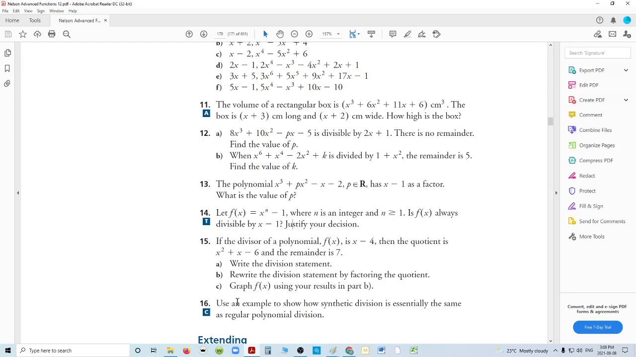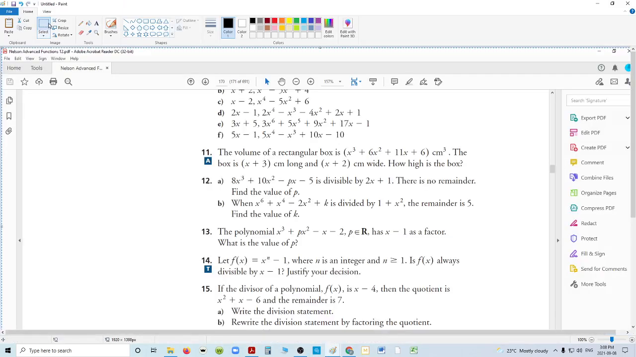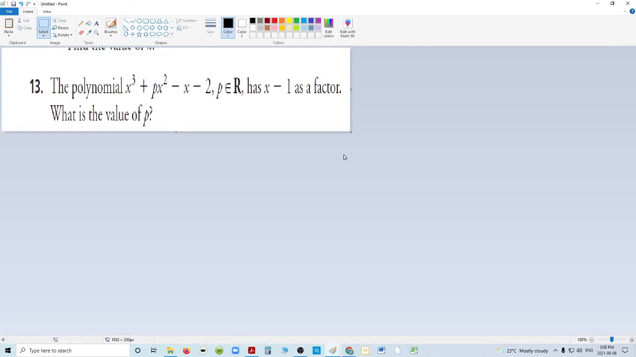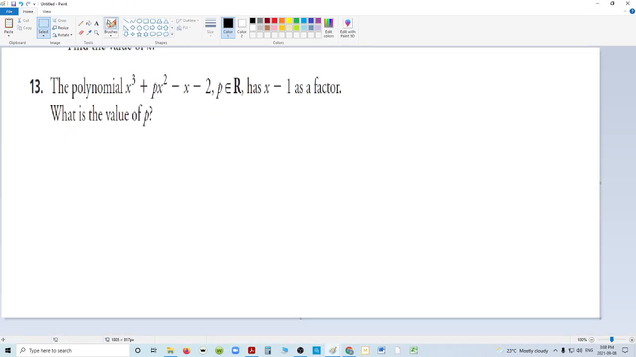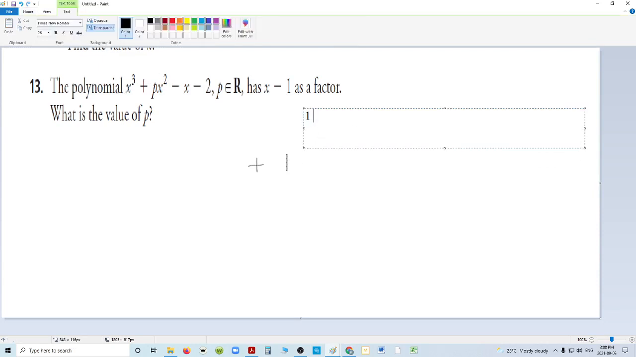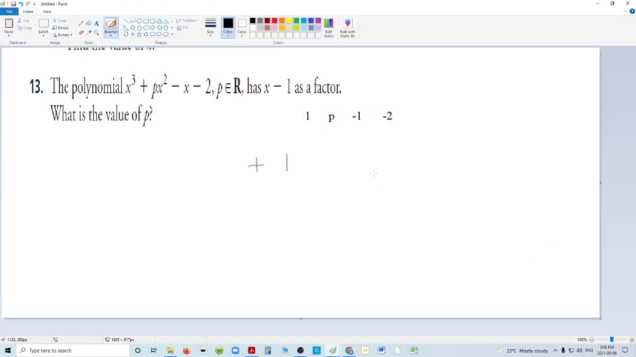But let's just see if we can do it. Synthetic division. Synthetic division for this, the root would be plus 1. We have all the terms in there, and we're just going to work with p, 1, an unknown p, minus 1, minus 2, and the only thing we know is that the remainder at the end here has to be 0, right? If it has to be 0, this has to be plus 2.